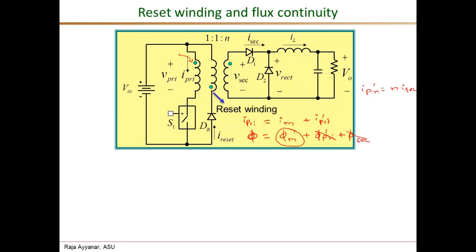Therefore, what we need is a current that enters the dot when the switch is turned off for flux continuity, and that current cannot be through the secondary side because you need a current that enters the dot, and this diode D1 would prevent the current that enters the dot. So the only possibility is through the reset winding, and here this diode is connected in the right direction that it can support a current that enters the dot. So the current enters the dot here, continues in the reset winding, goes into the input source, and then completes the path through this reset diode.